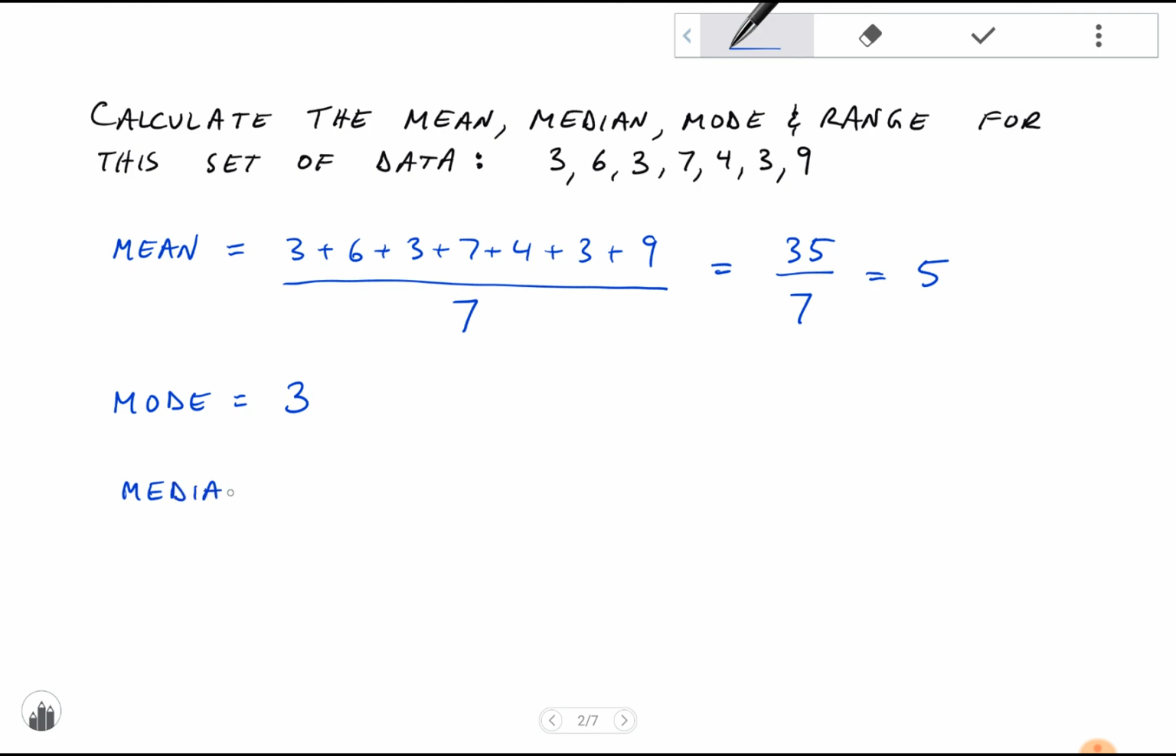All right, to find the median, we need to put these values in order. So we're going to write this list out again. We can drop the commas, but we'll write them in order. So three 3s and then a 4, and then we have 6, 7, and 9. Now that they're in order, we need to find the middle value. There are 7 values, so the middle value is going to be the 4th. It's right here. There's 3 this way, 3 this way. This is the value in the middle. So the median is indeed 4.